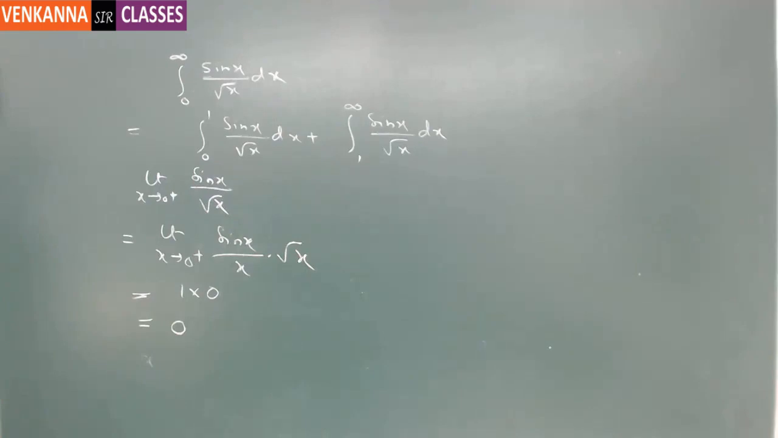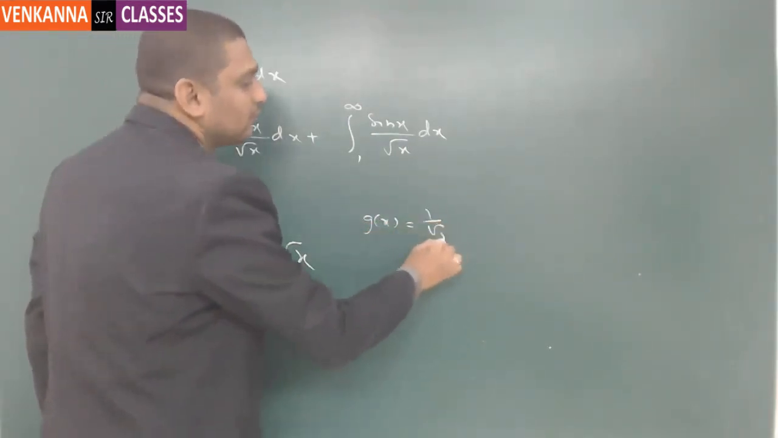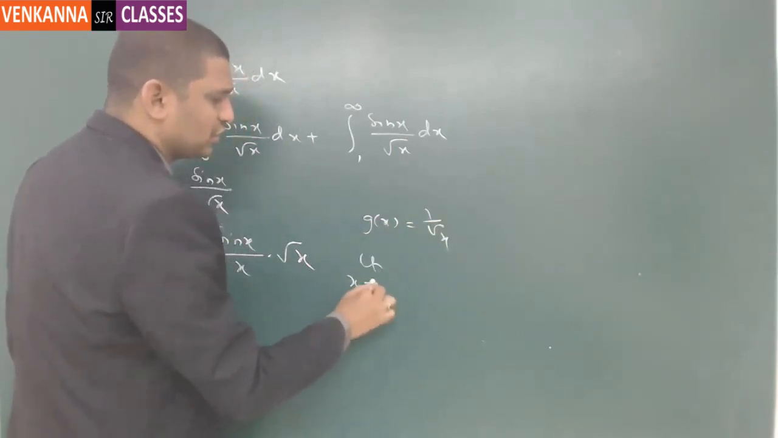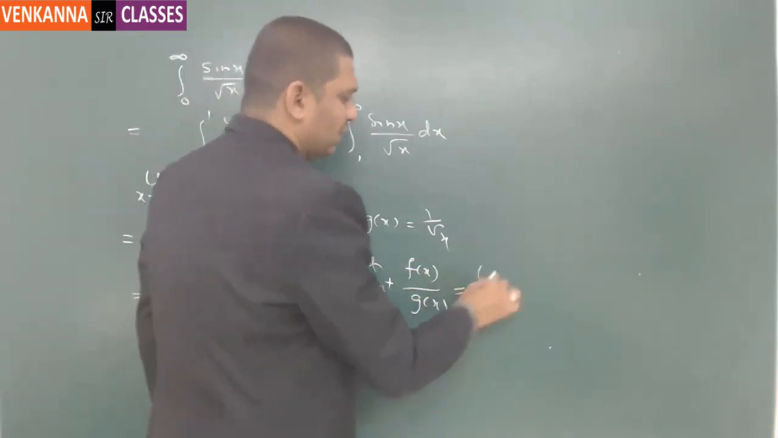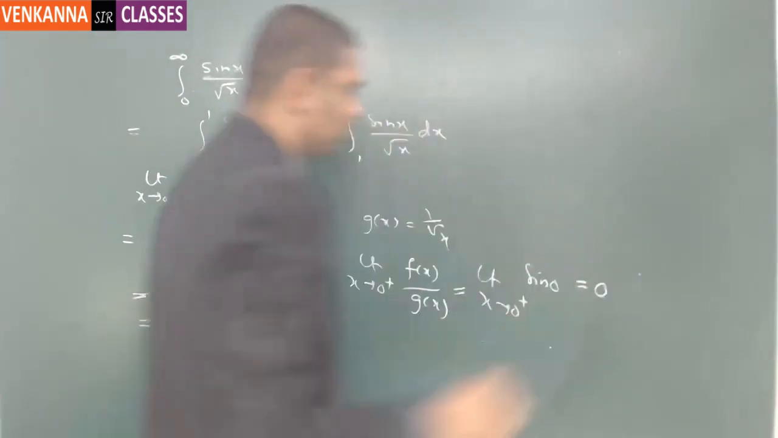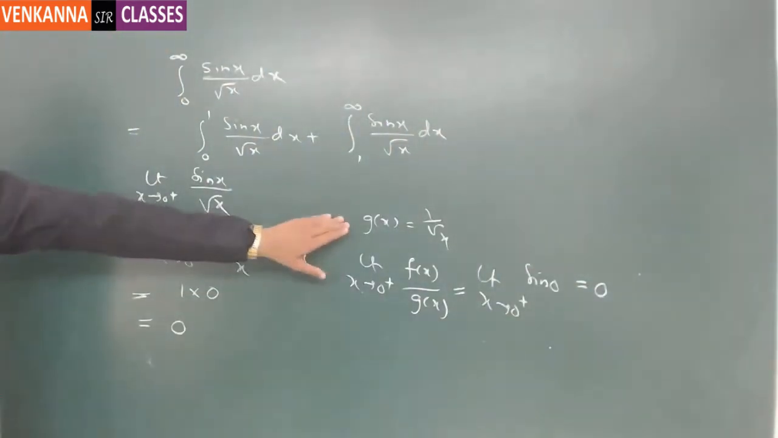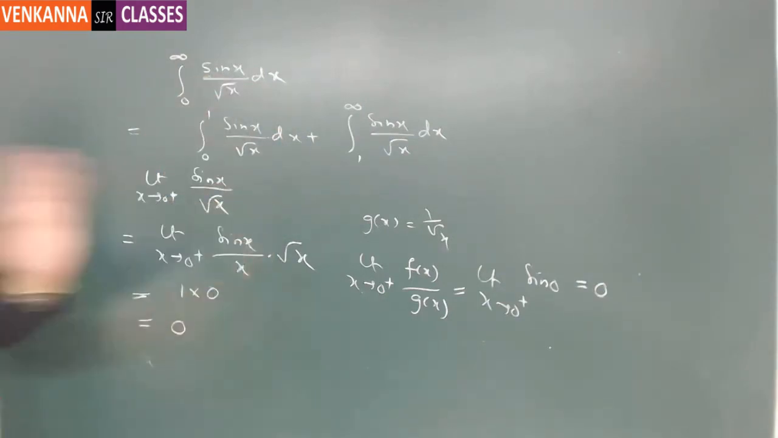So you can do the other way around. For this type of finite interval, whatever the function, 1 by root x is going to be undefined, so we take g of x is equal to 1 by root x, and if you consider limit x tends to 0 plus f of x by g of x, then it will be equal to limit x tends to 0 plus sin x by root x, the value will be 0. Since g of x is convergent, this function f of x is also convergent. In this way also you can prove that.